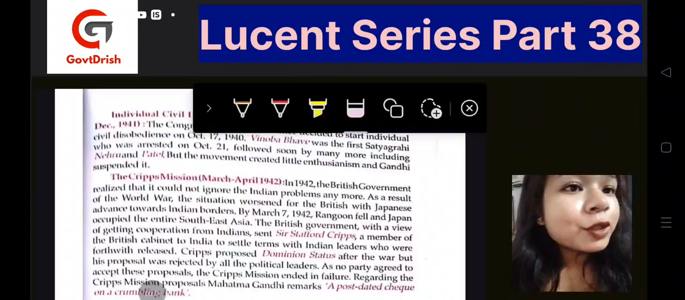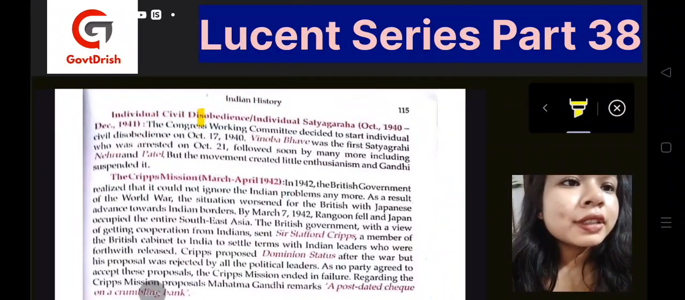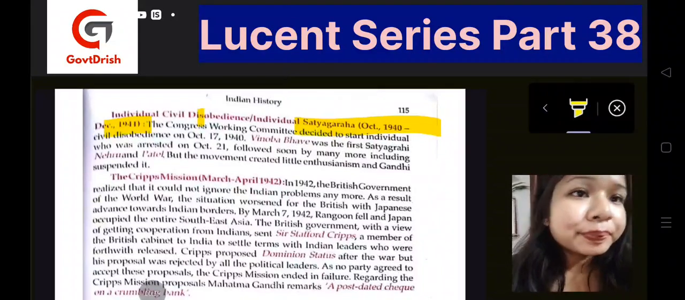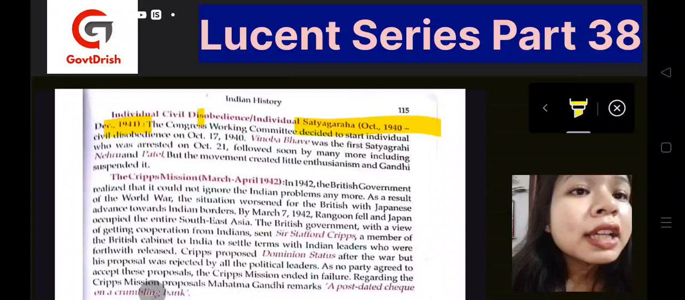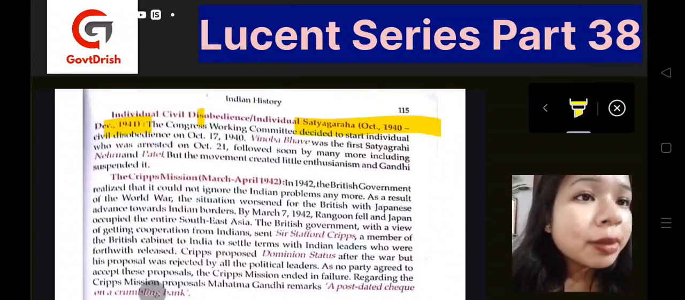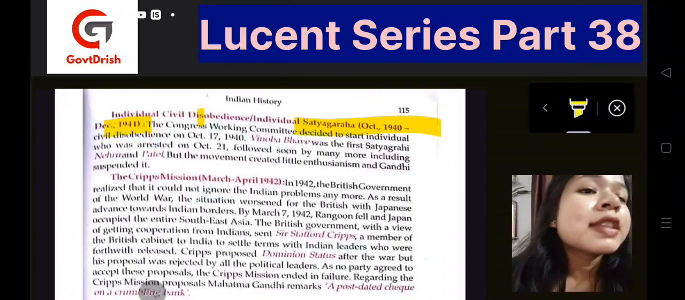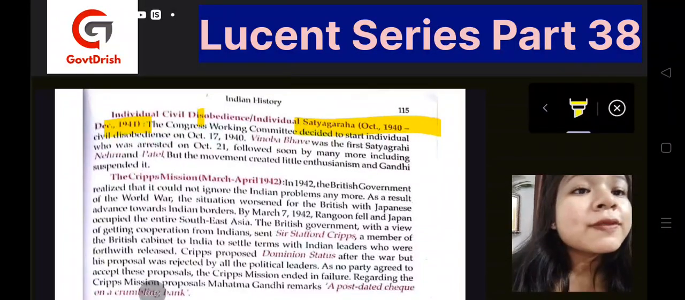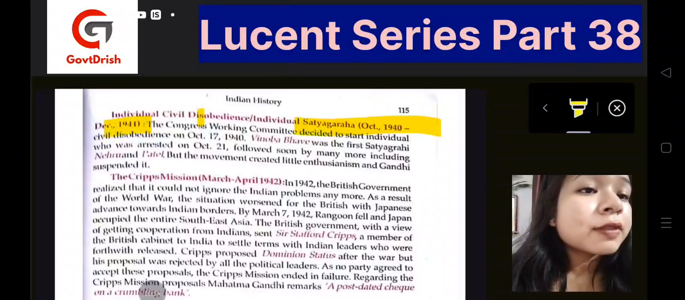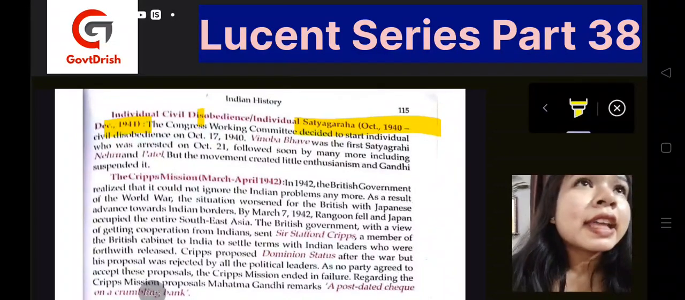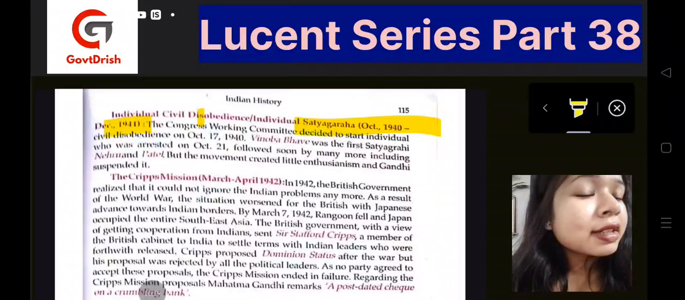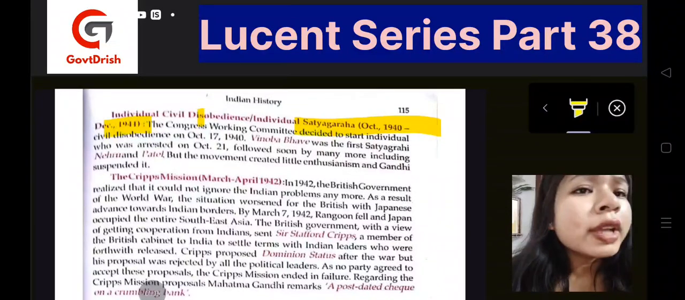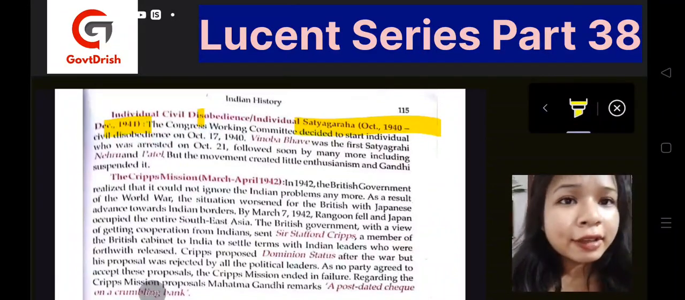that took place in the years 1940 to 1941. What happened in this Satyagraha is that the Congress Working Committee decided to start the civil disobedience on October 17, 1940. Vinoba Bhave was the first satyagrahi, and he got arrested on October 21. They started on 17 and he got arrested on 21, and after that many of them also joined and got arrested, that is Nehru and Patel.